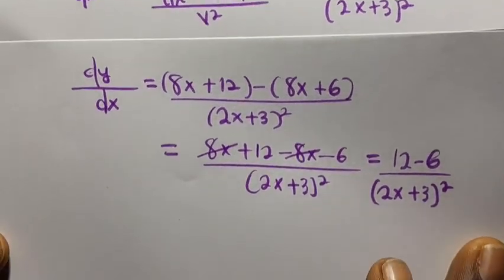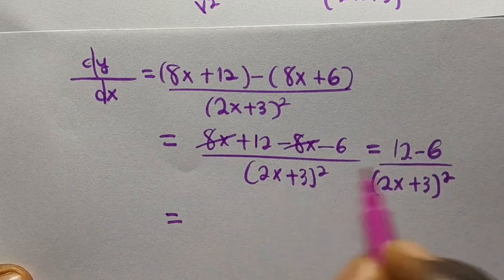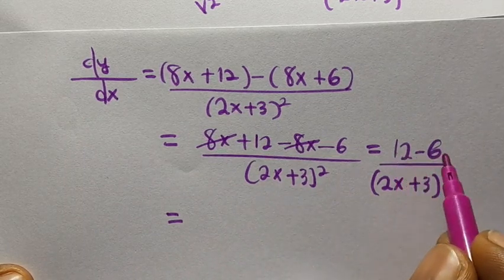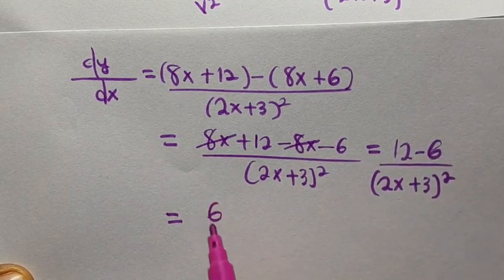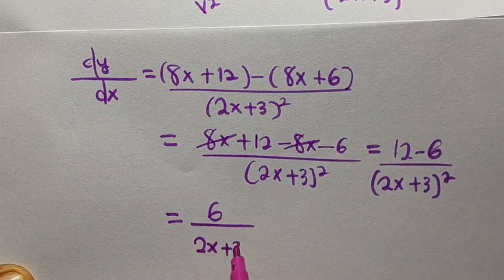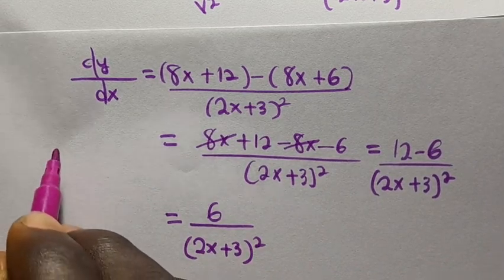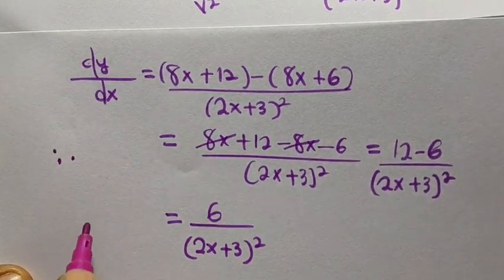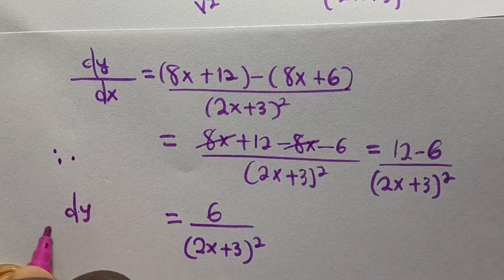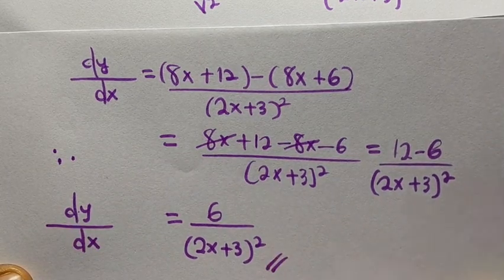And so therefore, we are going to have 12 minus 6, we have 6 divided by (2x plus 3) all square. So therefore, your dy/dx equals this.